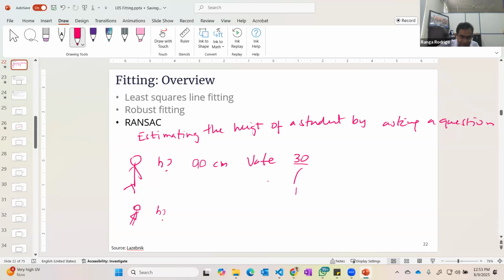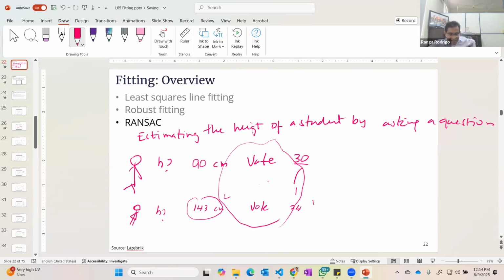And then she will say 143 or something. Then I ask people to vote. Who likes this? Let's say out of this 30, 24 people like it. So then I can take this number of 143 as the correct height. So we can see randomly sample a student, get his height, and get the consensus. Vote means a consensus, right? Vote here, vote means a consensus.